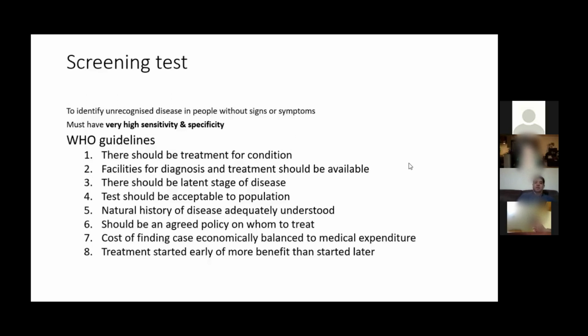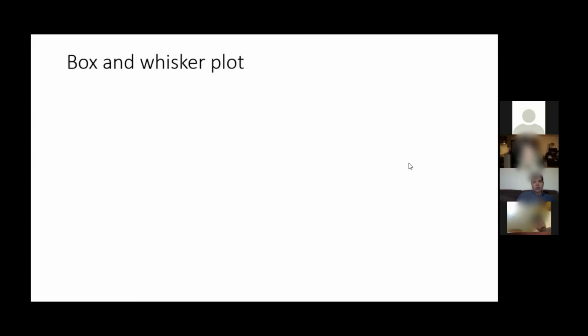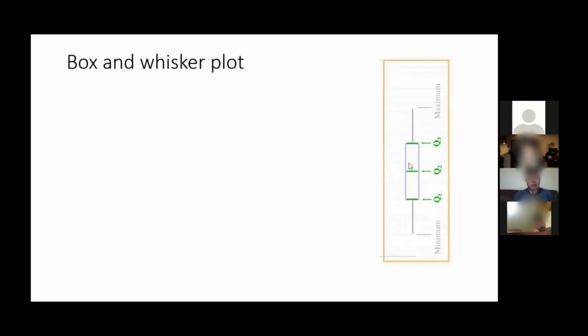And if the treatment starts early, there's more benefit than if it starts later. Okay, here is another one. Sometimes it might come as a separate question. What is that? That is the box and whisker plot. Tell me about that. What do you see here? Why do we use it, number one?